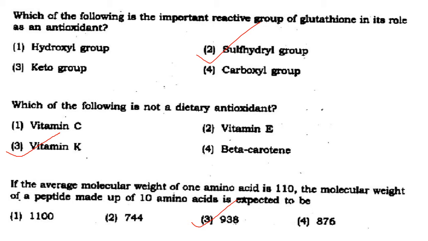Next one. Which of the following is not a dietary antioxidant? Option 1 vitamin C, option 2 vitamin E, option 3 vitamin K, and option 4 beta carotene. Answer is option 3 vitamin K.